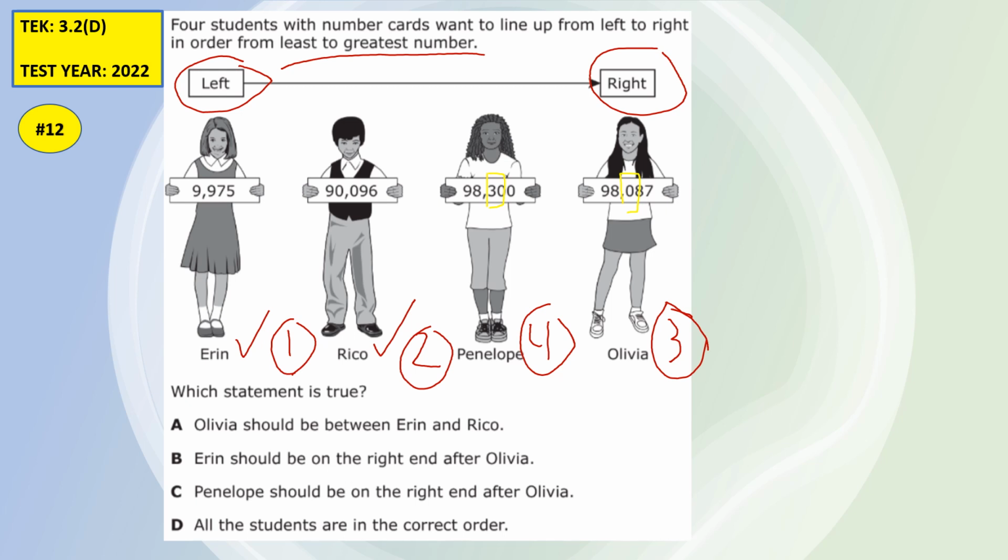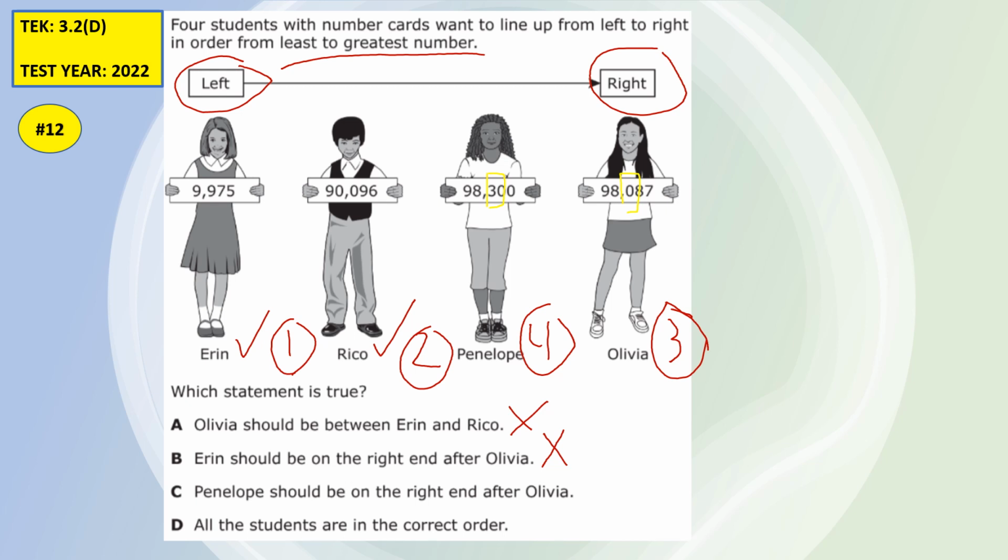All right, now let's look at our answer choices. Olivia should be between Aaron and Rico. Well, that's not true. Aaron and Rico are in the right places. Nobody should be in between them, so that's not true. I'll put an X next to A. B says Aaron should be on the right end after Olivia. That's not true either. Aaron is in the correct spot, so we should not be changing anything about Aaron.